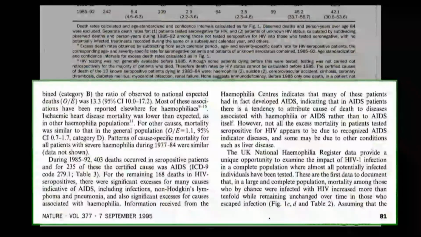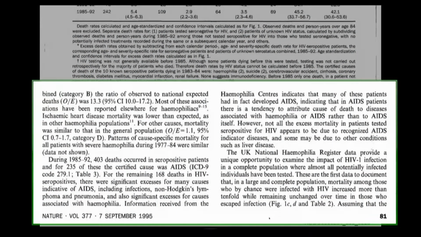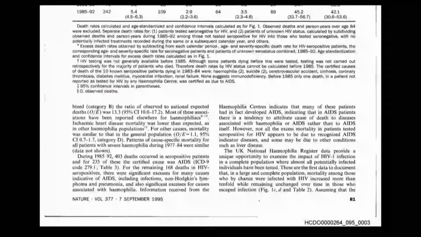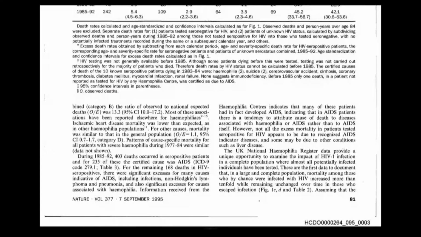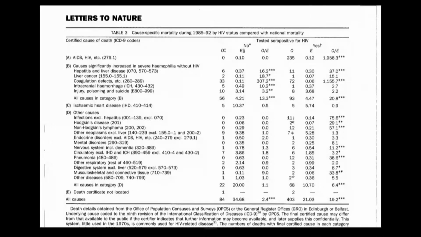Yes, just to complete the picture, we'll go over the page. Well, we'll pick it up at the bottom of that page. Sorry, Shomek, before we finish. So the last 5 lines on the right-hand side, these are the first data to document that in a large and complete population, mortality among those who by chance were infected with HIV increased more than tenfold, while remaining unchanged over time in those who escaped infection. If we go to the next page and look at the bottom half of the page, please. So if we zoom in on the bottom half.